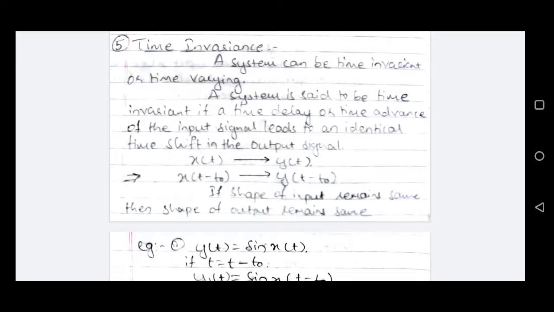And if the input signal to the system is time advanced, then the output from the system should also be time advanced by the same amount of time as the input was time advanced. Therefore, if x of t input is producing y of t output, then the delayed input defined by x of t minus t naught should result in delayed output y of t minus t naught. If these conditions are satisfied, only then a system is said to be time invariant. Else the system will be time varying.